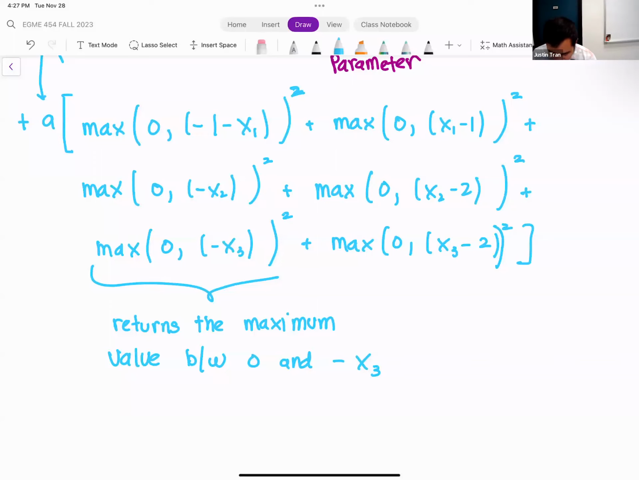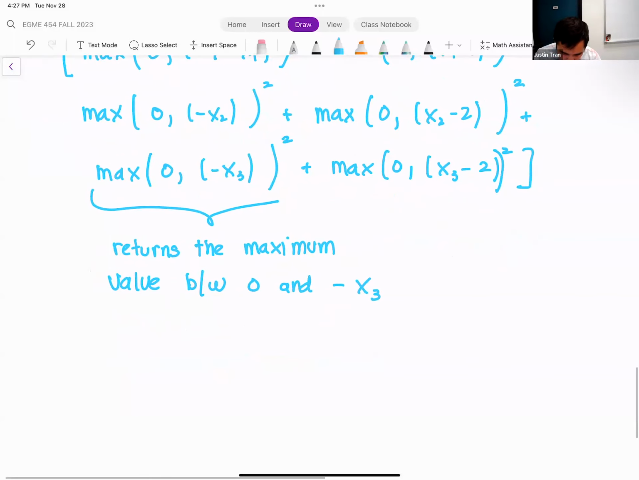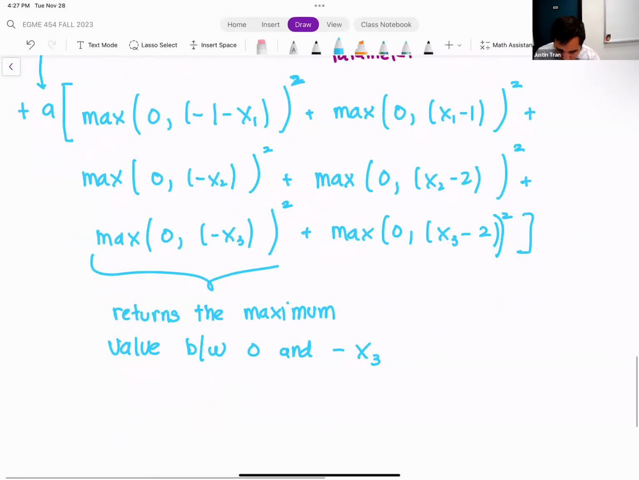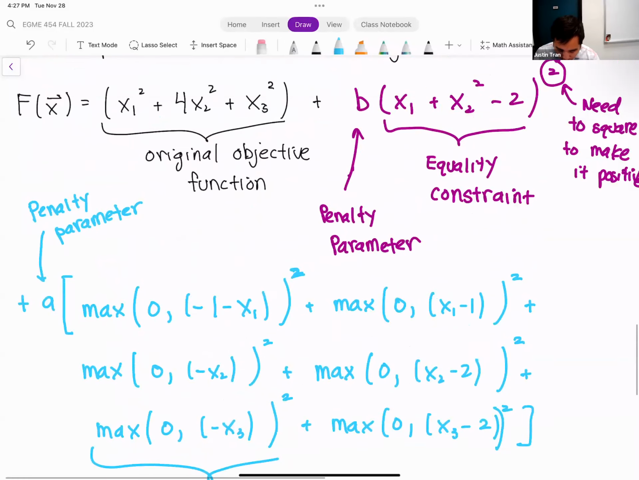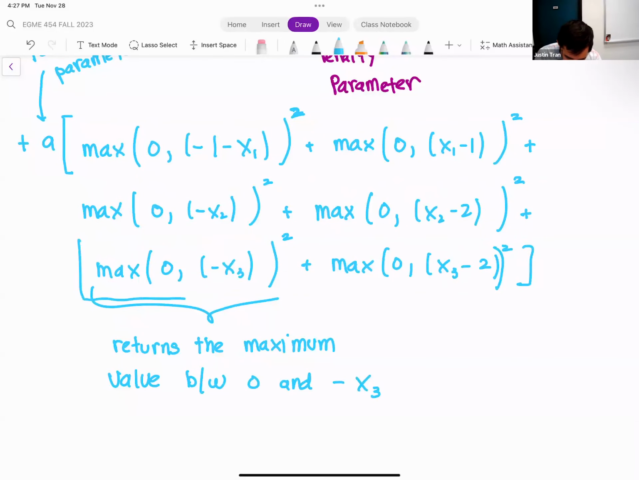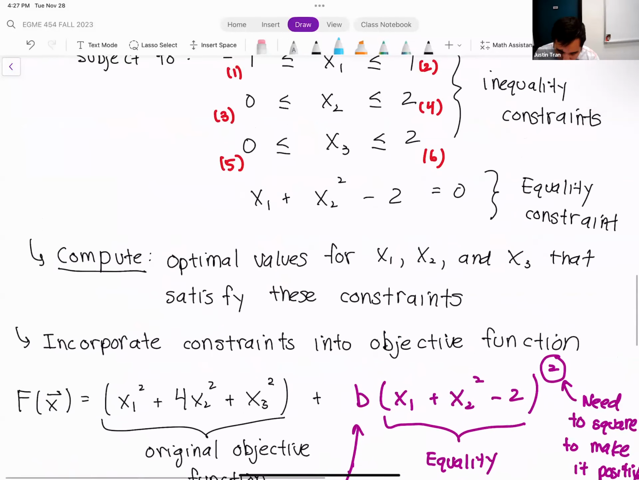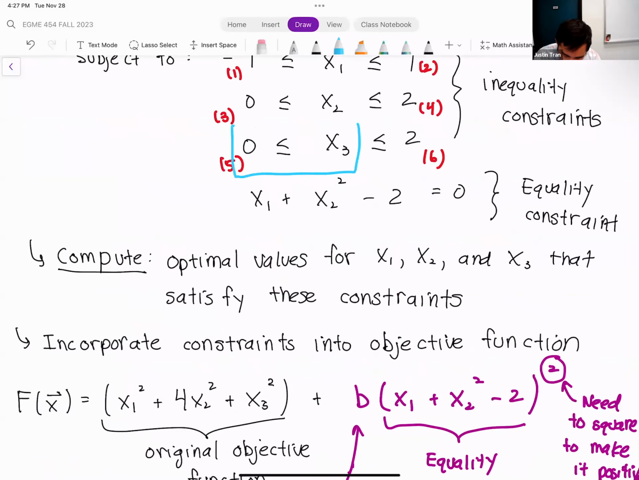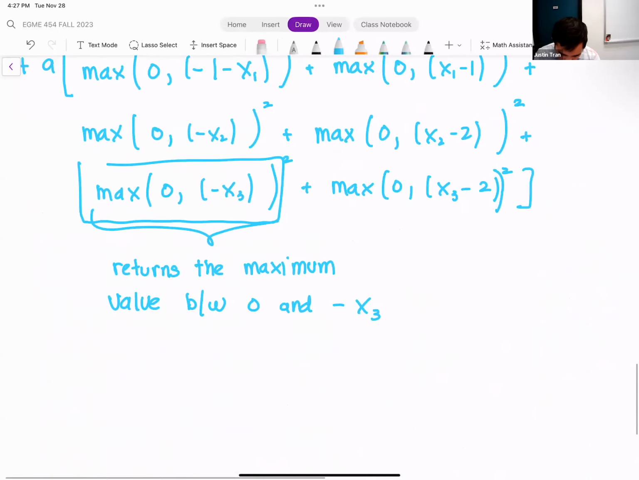All right. So let me give you a couple examples of what this would return. If you look at this inequality constraint right here, this function, max of 0, comma, minus x3, is the translation of this constraint right here. That constraint basically tells us that the value of x3 has to be greater than 0, whatever we obtain for it.